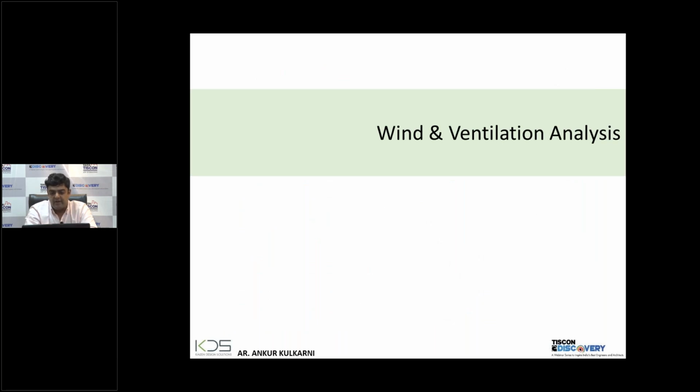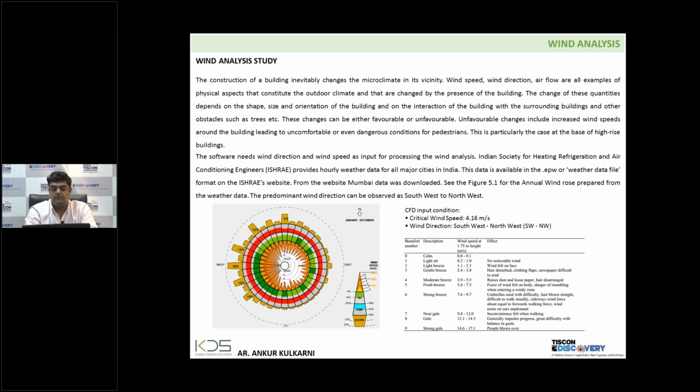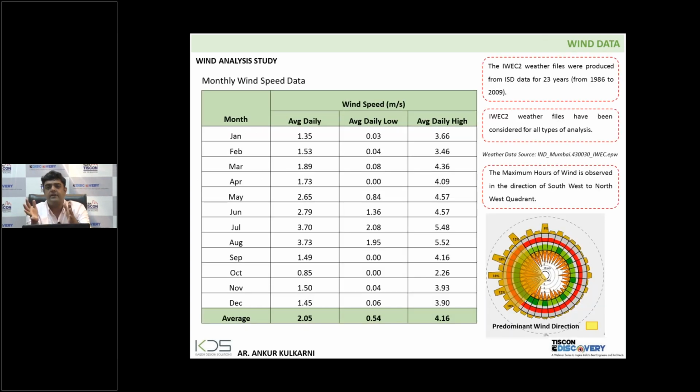Then this is again a different case study of wind and ventilation studies. We typically do it for three different types. One is average minimum speed, one is average speed, and one is average maximum. So average daily low, average daily high, and average. So what does that mean?